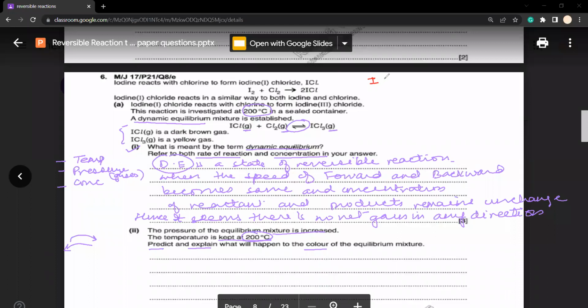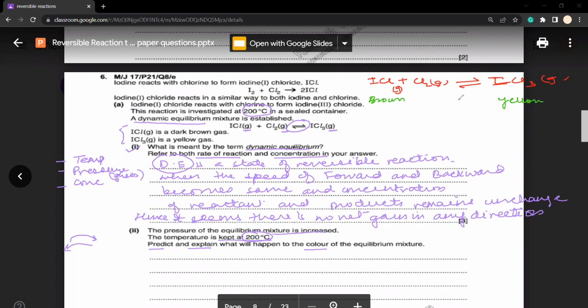So my equation is ICl plus Cl2, which is again a gas, and ICl is again a gas, which is going to give me ICl3. Okay, that is again a gas. Now let me write down the color below them. This is basically brown in color, dark brown in color, right? And ICl3 is basically yellow in color.